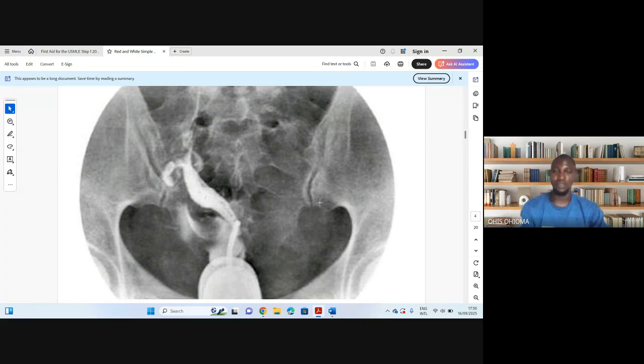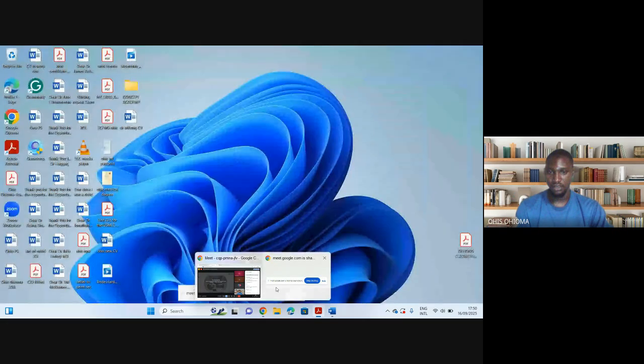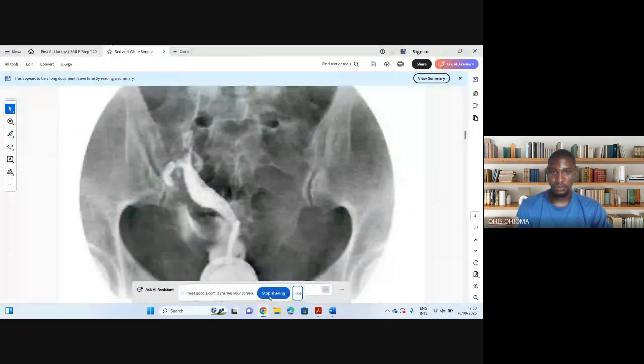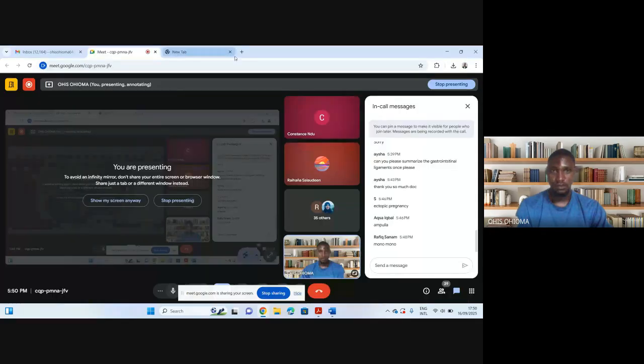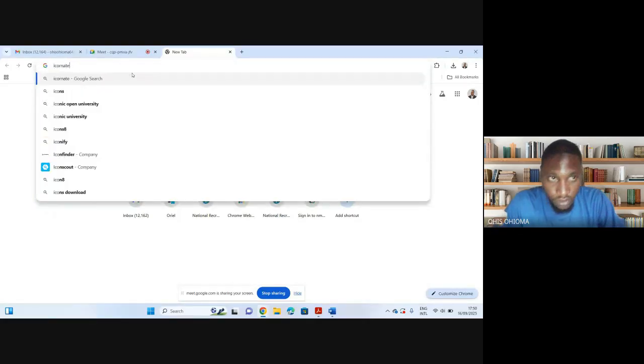I want to show you guys what a bicornuate uterus looks like on HSG. Just give me a minute. All right, let me show you guys what this looks like. Just give me a minute.